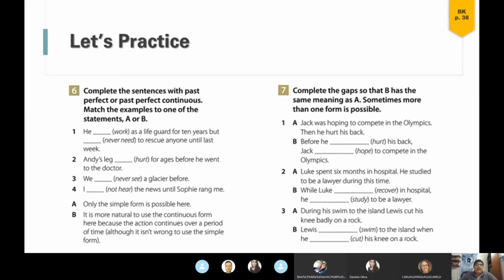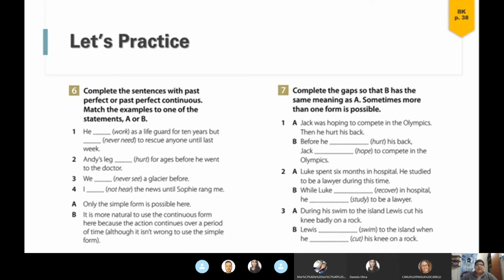The next one. Andy's leg hurt for ages before he went to the doctor. For ages. He had been hurting. Yes, Andy's leg had been hurting. Okay, had been hurting for ages. I'm putting emphasis on the duration of it.